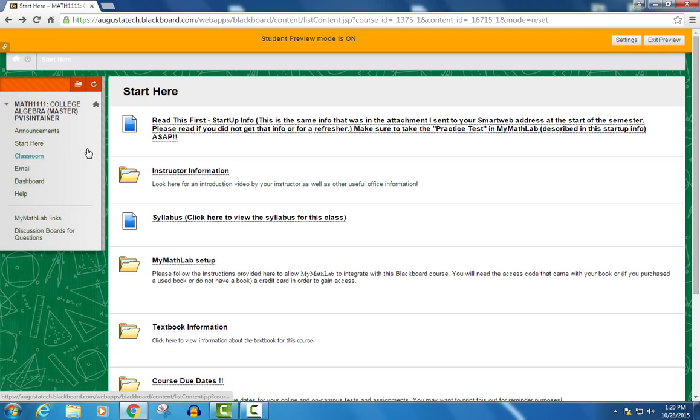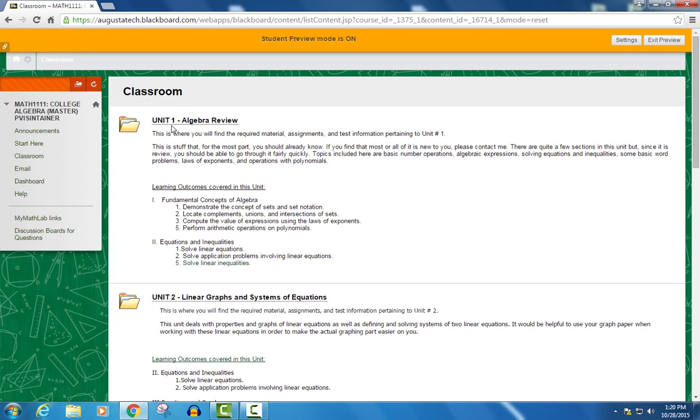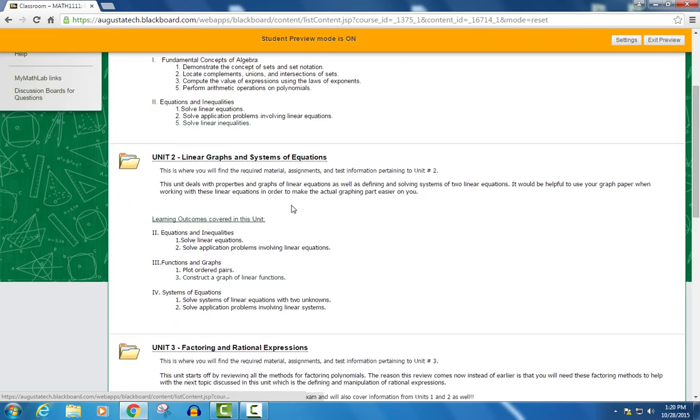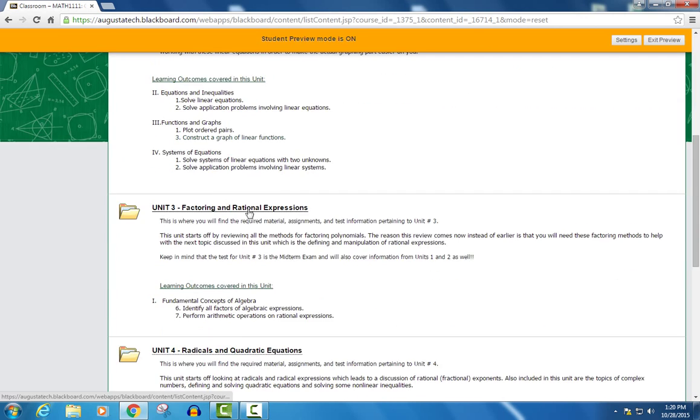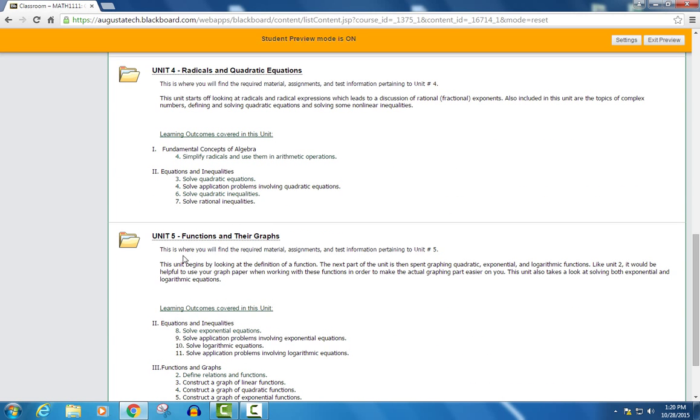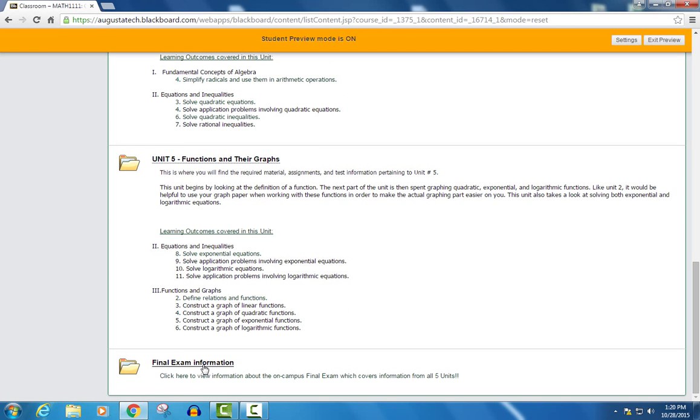But then the bulk of the class is, of course, in the classroom menu item. You notice this particular class is broken up into 5 different units. Unit 1, Algebra Review. Unit 2, Linear Graphs and System of Equations. Unit 3, Factoring and Rational Expressions. Unit 4, Radicals and Quadratic Equations. And Unit 5, Functions and their Graphs. There's also a folder here about the final exam information. We'll talk about that in a minute.